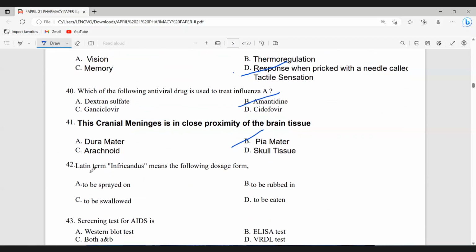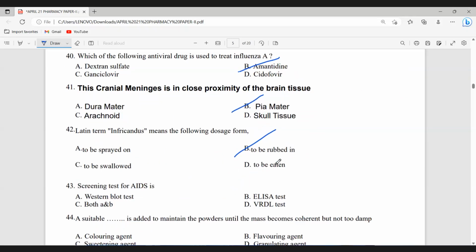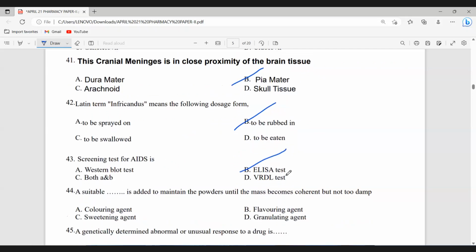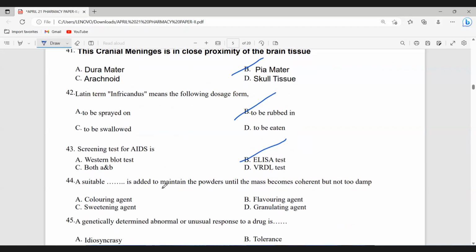Then 42. Latin term infricandus means the following dosage form. Infricandus, what is it? To be rubbed in. Then screening test for AIDS is ELISA. Then 44. A suitable dash is added to moisten the powders until the mass becomes coherent but not too damp. This is a direct question. That is granulating agent. Why are we adding it? To improve the flowability. We add this to improve flowability.